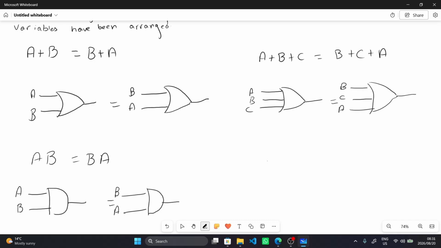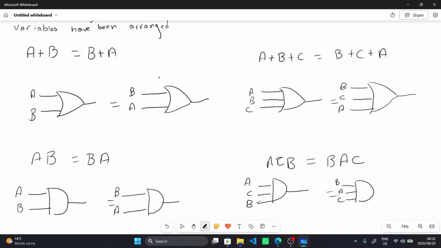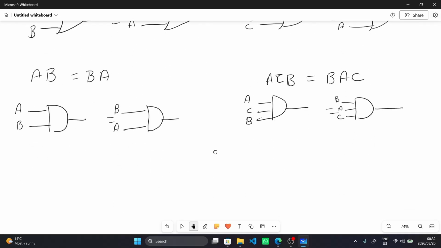Again, if we have A times C times B, it is still going to be the same as B, A, C. The arrangement doesn't matter because we are still multiplying all the variables. A, C, B is the same as we have a three input AND gate again, B, A, C. So that's your commutative law.